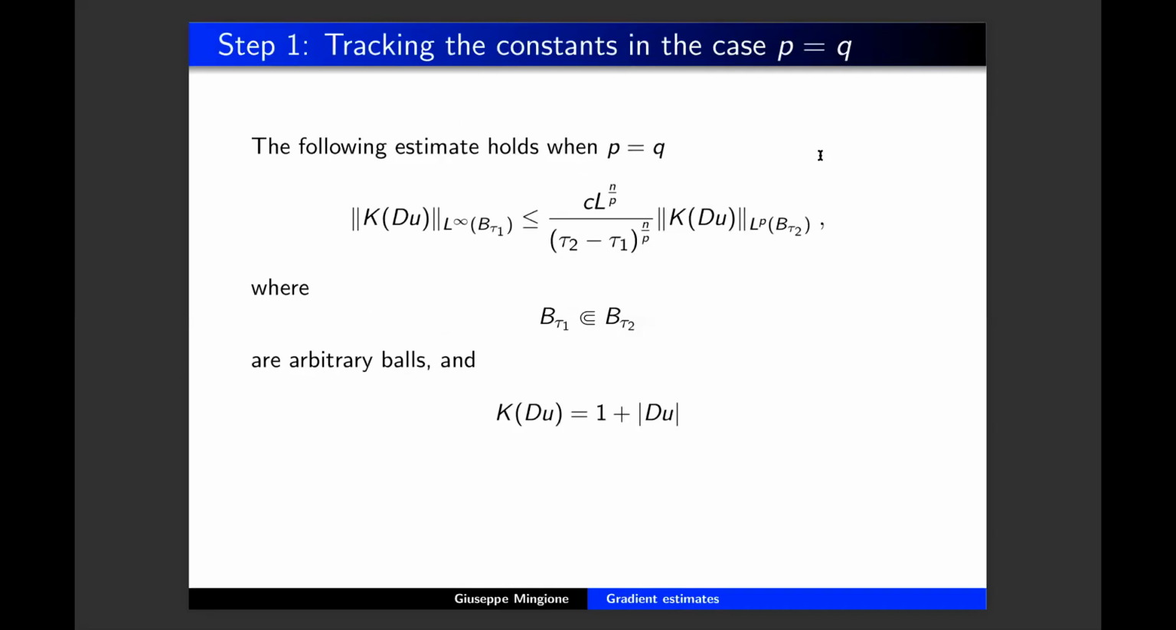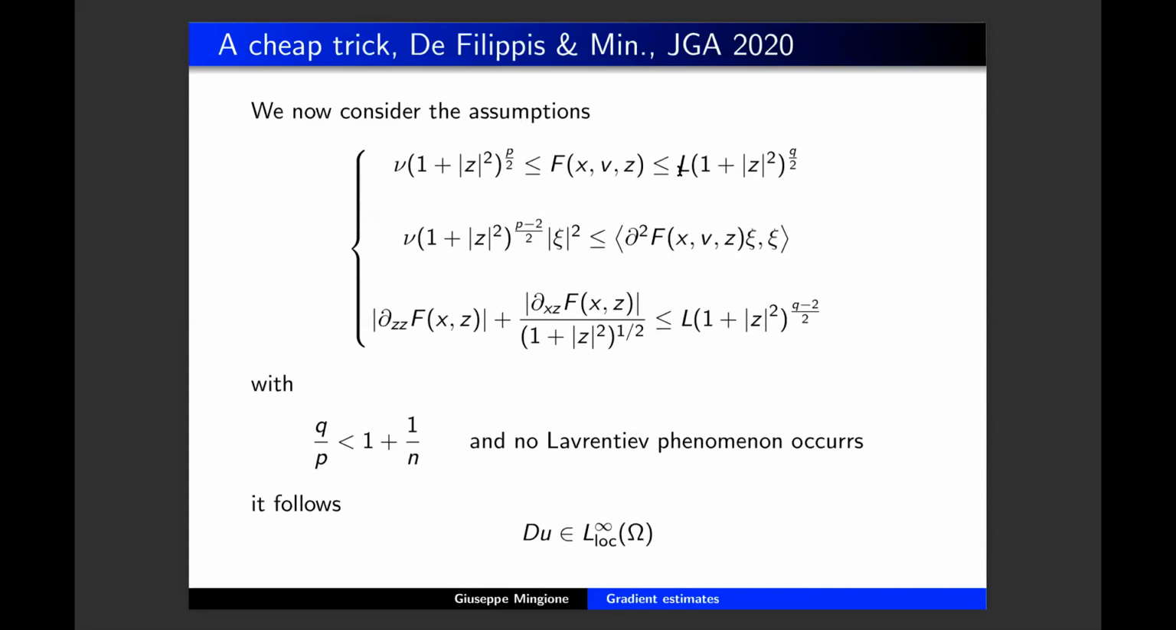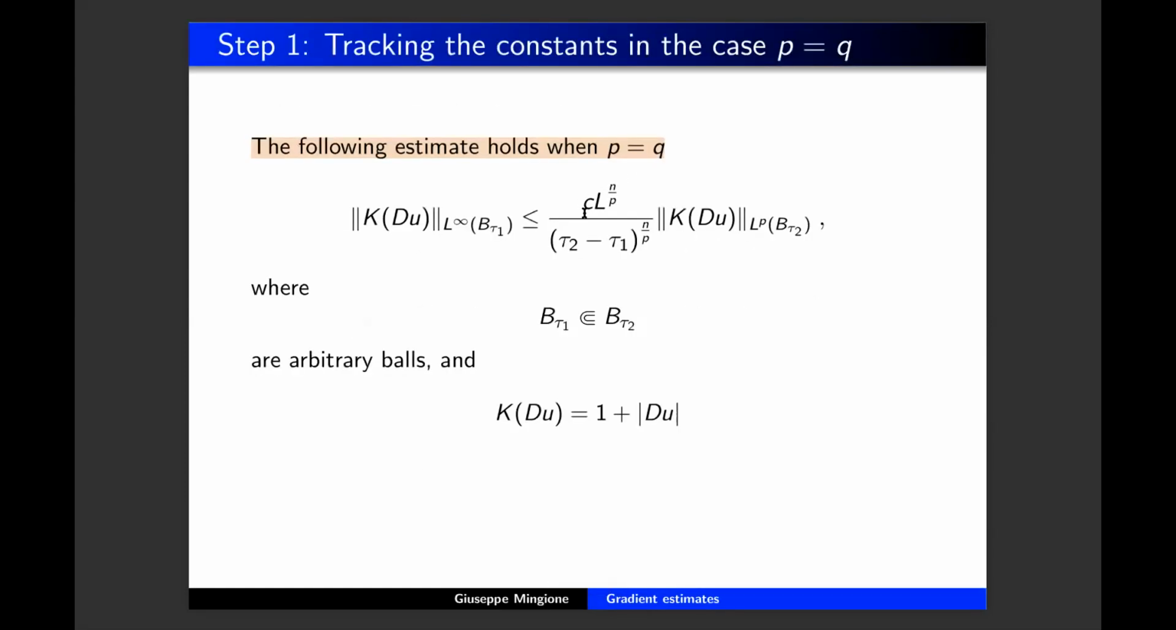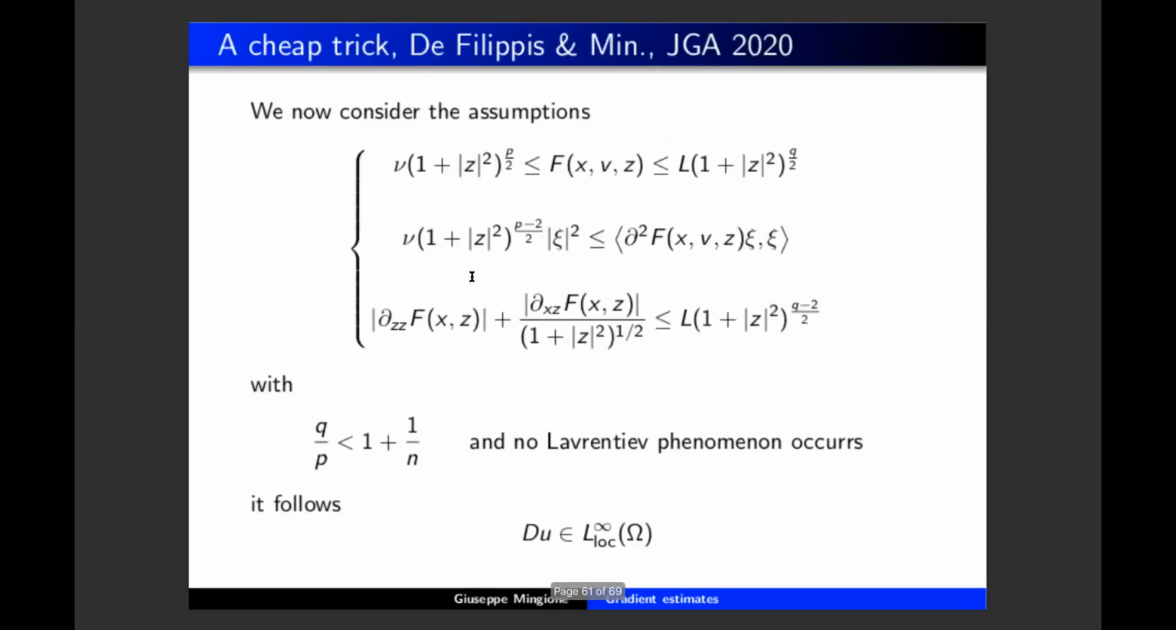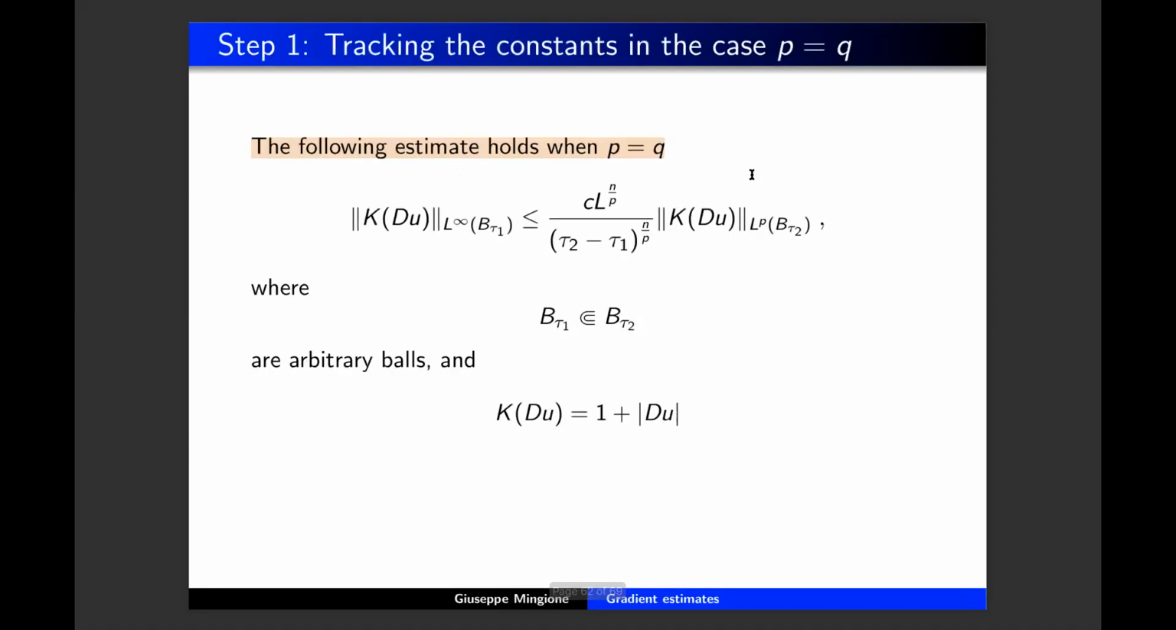So I go back to the standard theory, and the standard theory tells me that Moser iteration implies this precise estimate. Everything here you have to pay attention to is that you have to go through the proofs and derive the optimal dependence on the constants. In particular, this is the constant L. So now I take p equals q, and by normalization, I can assume that nu is equal to 1. So I take nu equal to 1, p equal to q, and then I get this estimate.